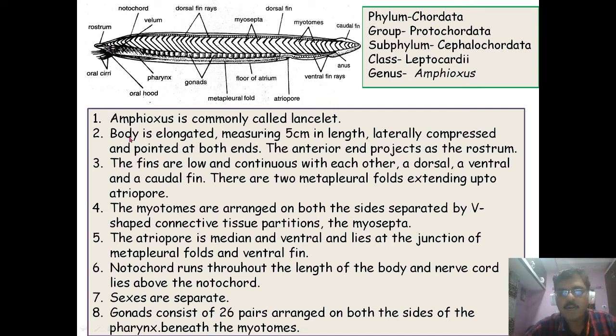Then the body is elongated, measuring 5 cm in length, that is very small, laterally compressed, and the body is pointed at both the ends. What is the lancelet? It is a needle. Lancelet is nothing but a needle by which you can draw the blood. Then the anterior end projects as a rostrum. The anterior tapering end, that we call a rostrum.